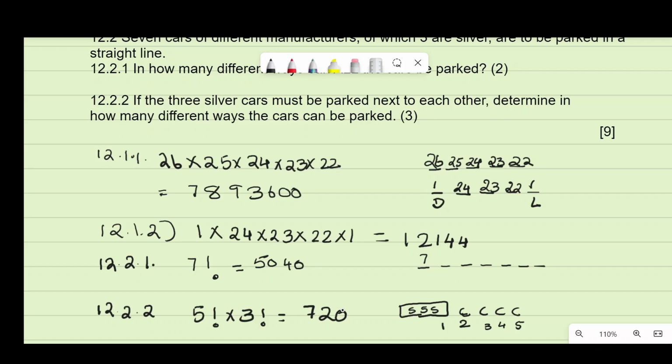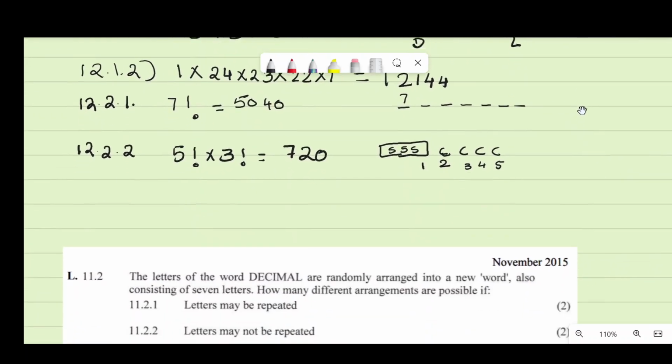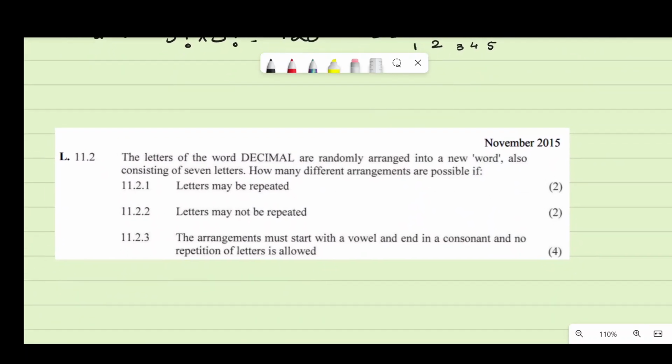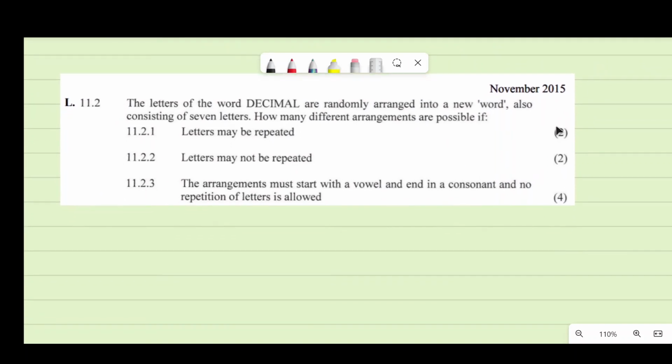These were examination questions. Okay. So we are just learning how we use all what you learned in groupings, repetitions, and all that. Okay, now let's go to the last question. The letters of the word decimal are randomly arranged into a new word, also consisting of 7 letters. How many different arrangements are possible if letters may be repeated?